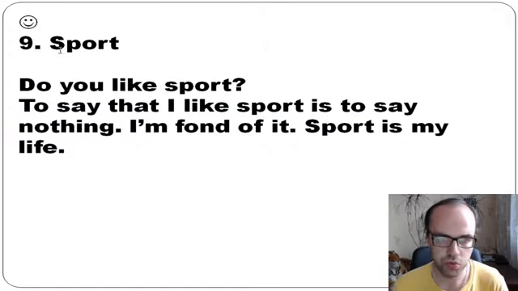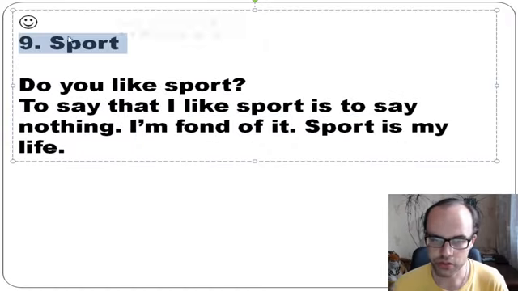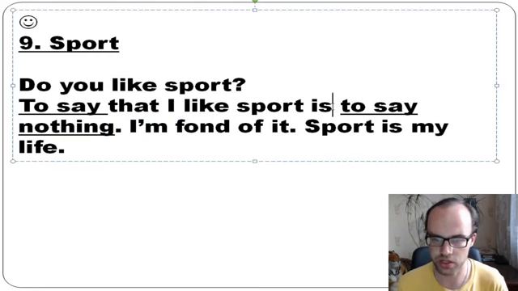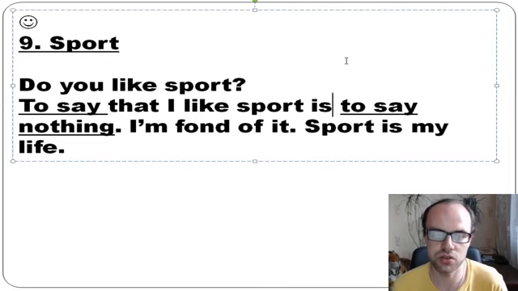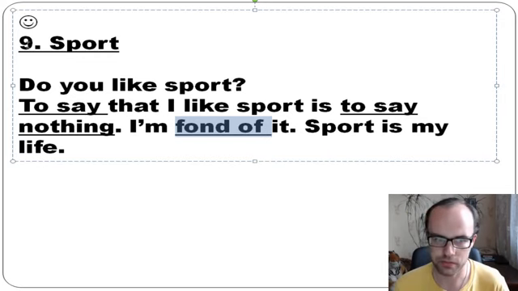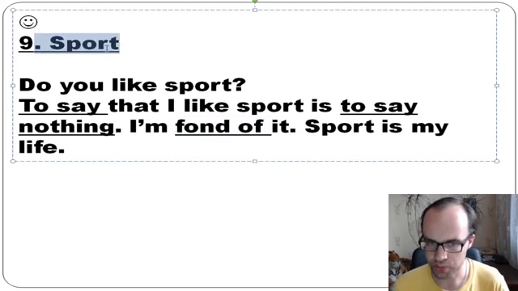Next, sport. Do you like sport? To say that I like sport is to say nothing. Infinitive: to say that I like sport is to say nothing, or means to say nothing. I am fond of it. This structure means I really like it. I am fond of it. Sport is my life. Sport. Do you like sport? To say that I like sport is to say nothing. I am fond of it.